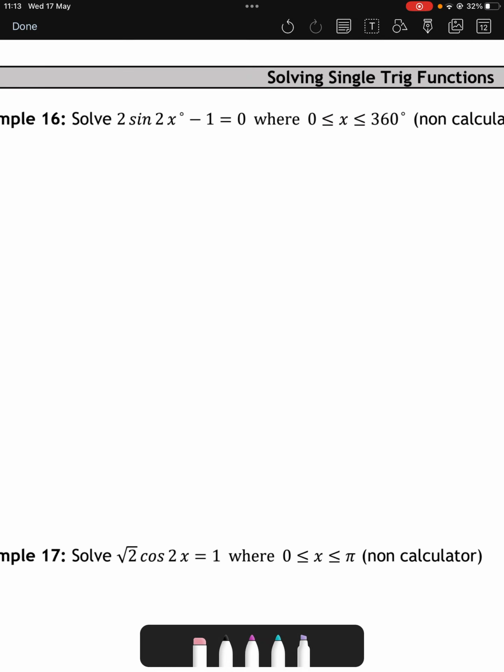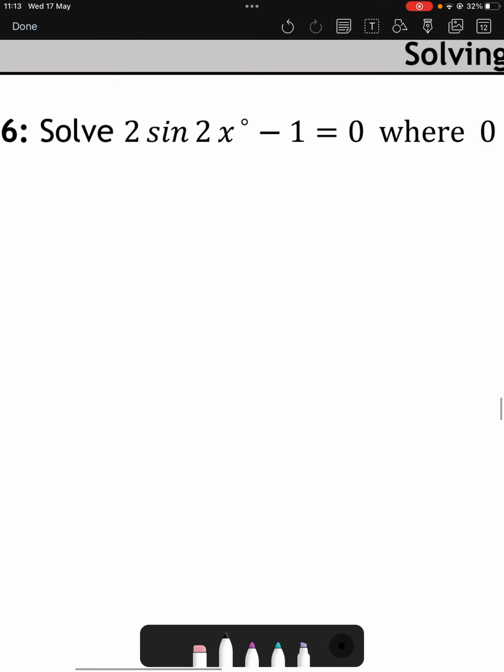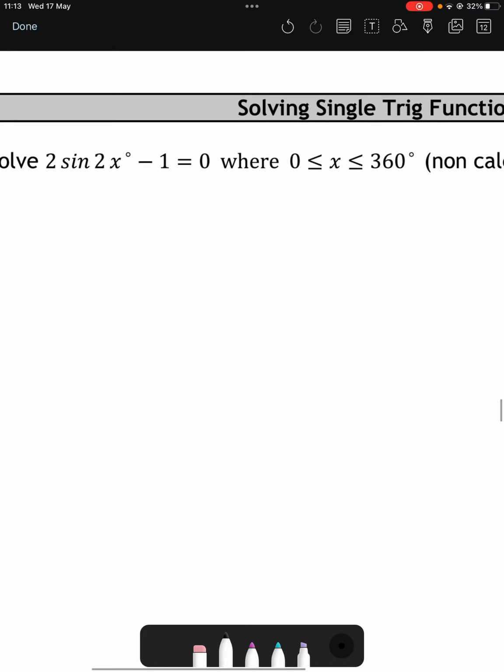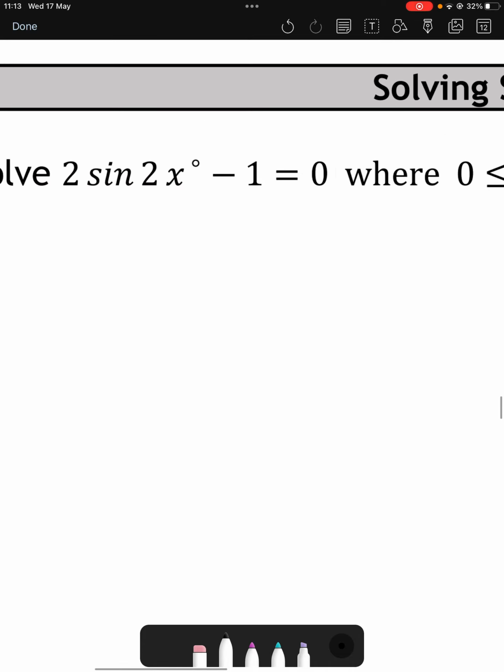Righty, so what we're doing now is we're taking those skills from that last question, but extending them slightly. You can see the question looks extremely similar, but the difference is that we have sine 2x this time. So we need to take that into consideration when we're working with this. We're going to start off by rearranging it: take the 1 over, divide by 2. Right, we have that. The difference is that we have sine 2x.